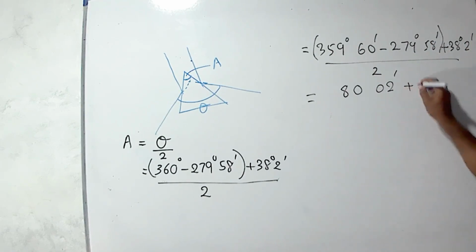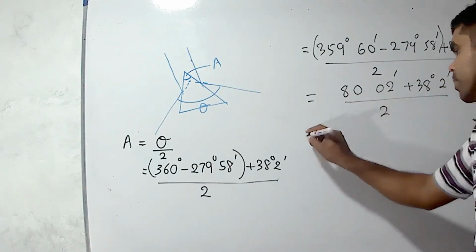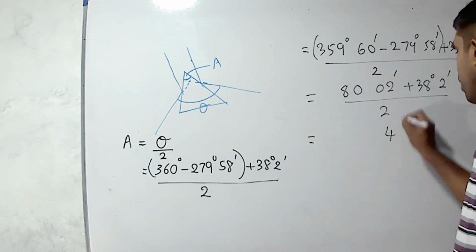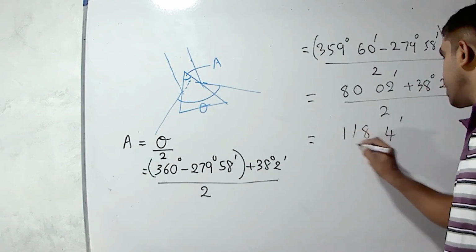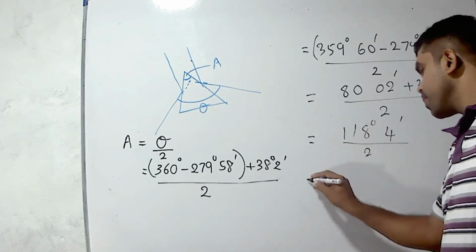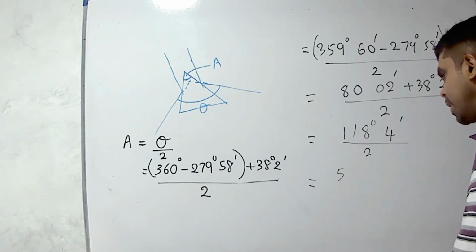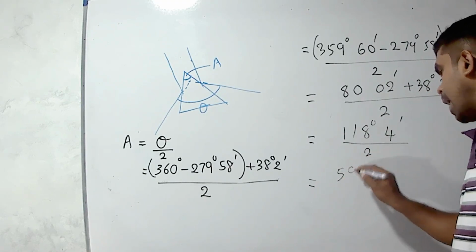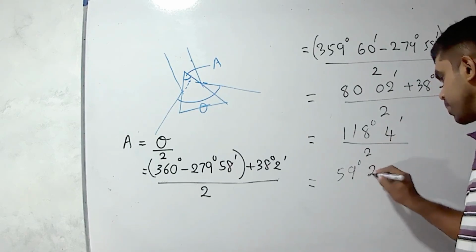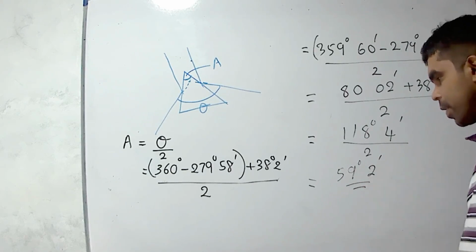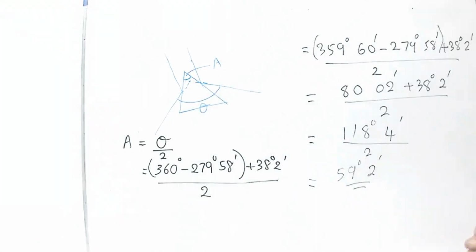We have to add 38 degrees and 2 minutes. Then we can divide by 2. 2 plus 2, 4. 4 minutes. 0 plus 8, 8. 8 plus 3, 11. Divide by 2. 11 divided by 2, 5. 1 remaining. 18 divided by 2, 9. 59 degrees and 4 minutes divided by 2, 2 minutes. 59 degrees and 2 minutes. It is the prism angle.